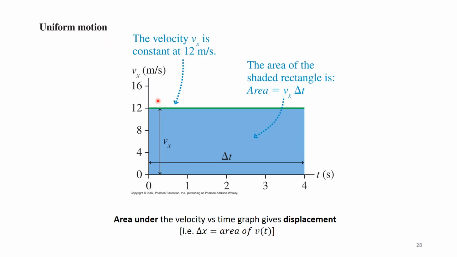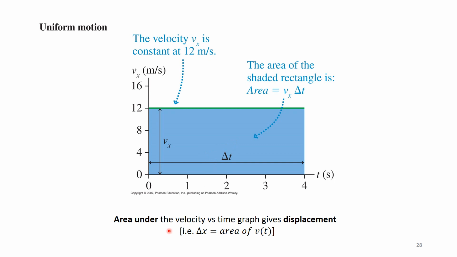Okay, now let's go the other way. Suppose we have a graph of velocity versus time, with velocity on the y-axis and time on the x-axis. So it's like this green graph here, the horizontal line. This object has uniform motion. It's moving at a constant velocity shown by the green line of 12 meters per second. So how can you find the displacement if you know the velocity?